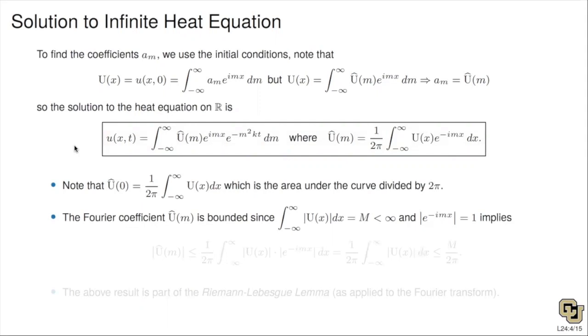So here we can show the Fourier coefficient is bounded. We can show the 0th coefficient is a similar average term. It's not the average exactly, it's the area divided by 2 pi. If you think of the domain as being circular, then you can heuristically think of that as kind of an average.